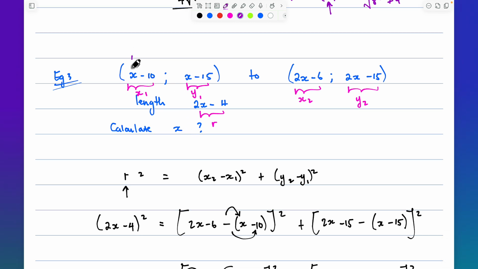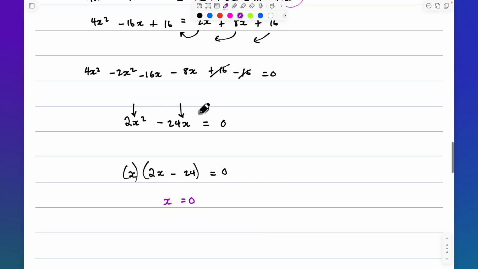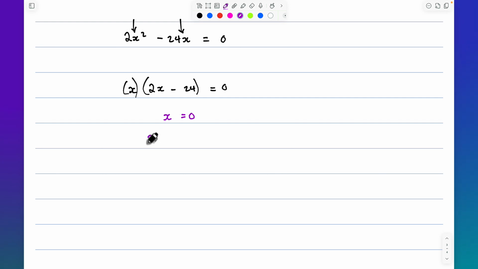If x is equal to 0, this means this term over here becomes 0 minus 10, which should be fine, actually. 2x minus 4 means 0 minus 4. Your length can't be negative 4, so it means your x can't be equal to 0. But the second solution is 2x minus 24, which is equal to 0. So your 2x is equal to 24, because you moved the 24 to the other side. Divide both sides by 2, so you get x is equal to 12.